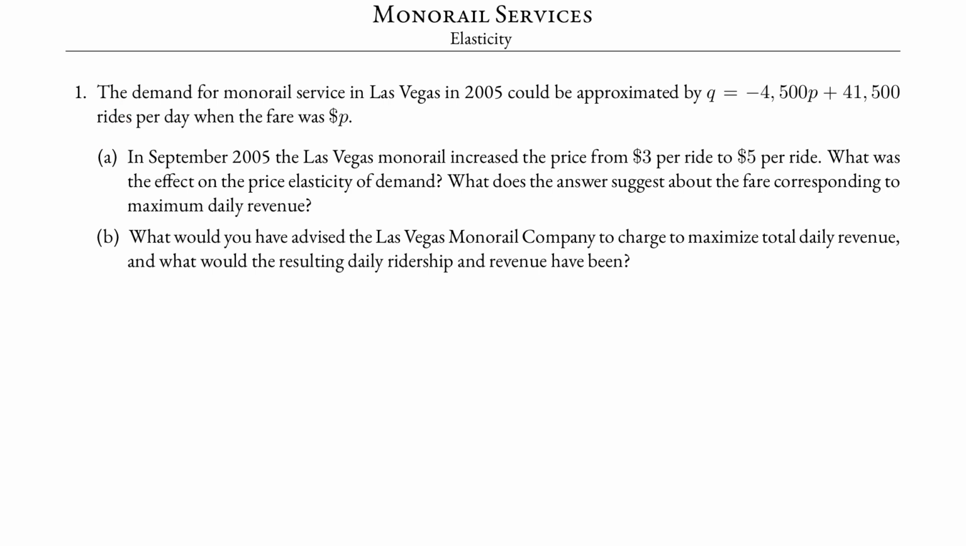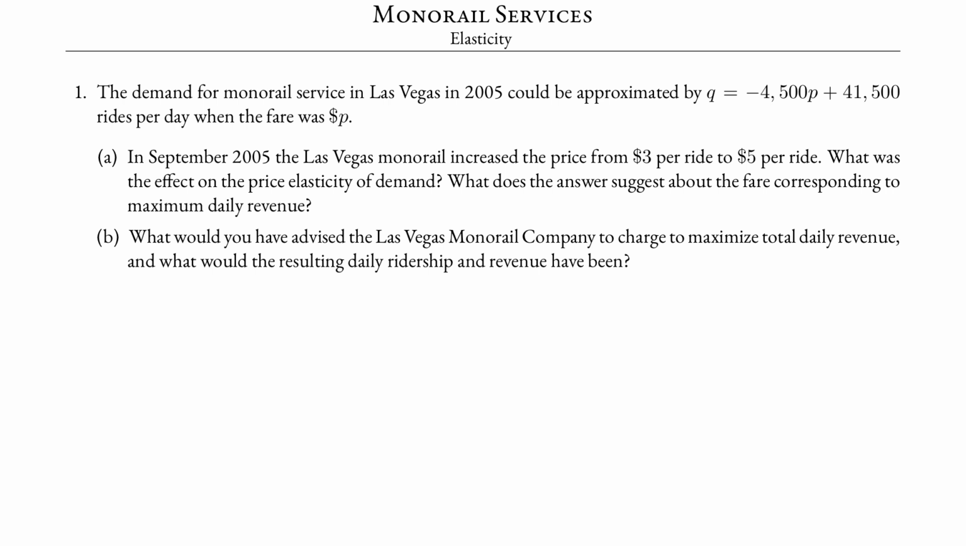In September 2005, the Las Vegas monorail increased the price from $3 per ride to $5 per ride. What was the effect on the price elasticity of the demand? What does the answer suggest about the fare corresponding to maximum daily revenue?